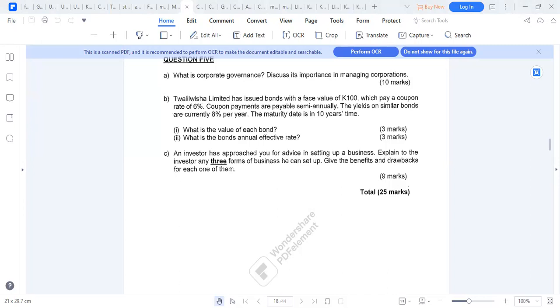Let me try. Mr. Collins. Yes, try. The way I understand corporate governance, it's how you manage the relationship between the shareholders, the managers, and the other external stakeholders of the business. That's what I know. Okay, great. Anyone else?